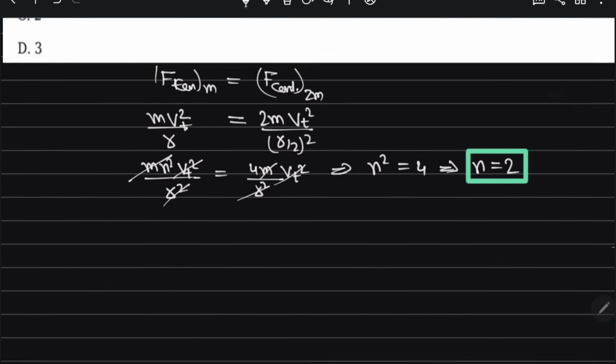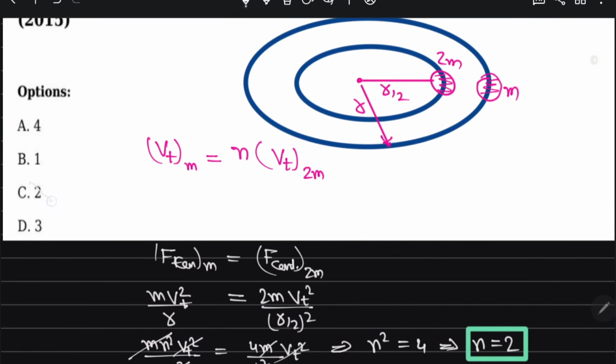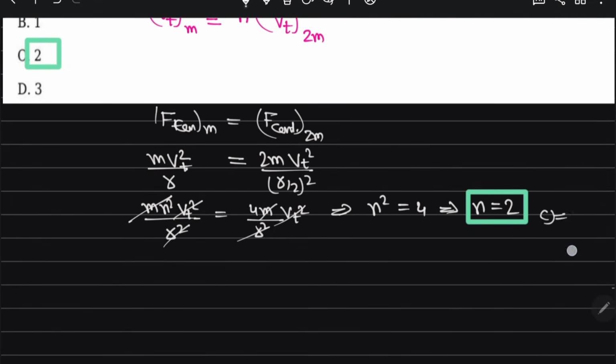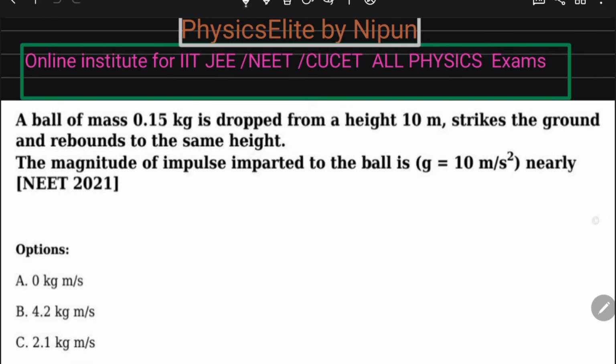So which option is correct? Option C is correct. Proceed for the next question.